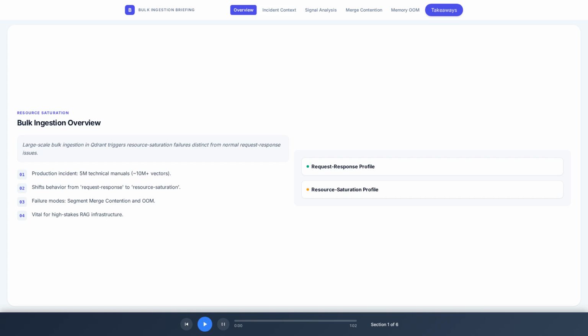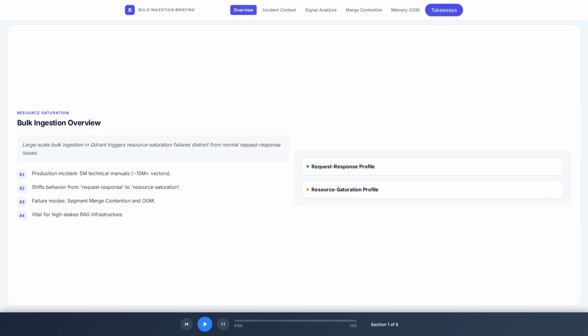When you are dealing with really large datasets, bulk ingestion in Qdrant can actually trigger resource saturation failures. These are pretty different from your typical request-response issues. Now picture this, a production incident we had. We tried to ingest over 5 million technical manuals, that's more than 10 million vectors, into Qdrant.